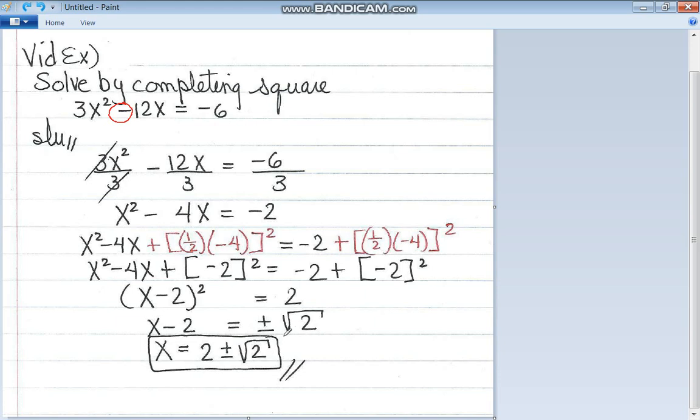One of the answers has the plus in it, the other has the minus. There's no sense in separating this like we did in the earlier problem because it's not going to simplify any better if we break it apart. Just leave it the way it is.